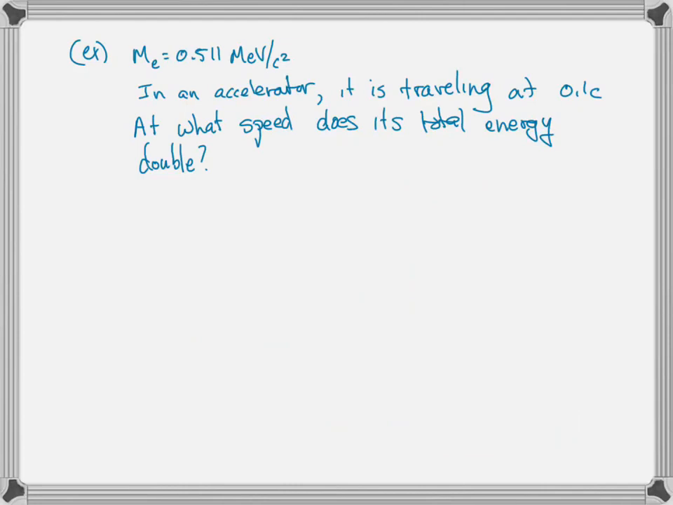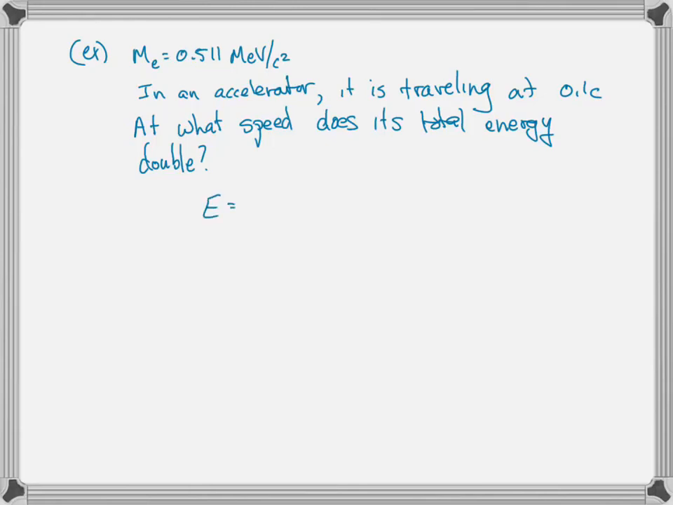Okay, let's say that we've got an electron in a particle accelerator. And the electron, we know the electron mass, and it's traveling at 0.1 c. But let's say I want to increase its speed, and I double its total energy. How fast is the electron going if I double the total energy?